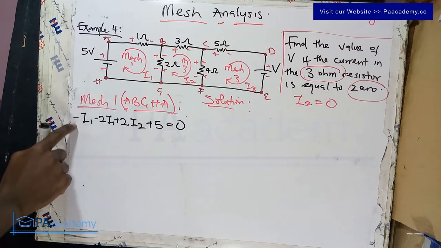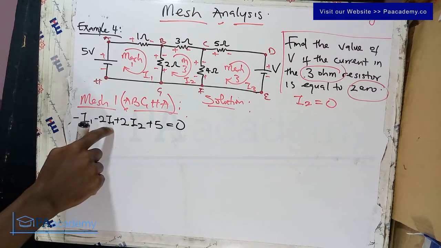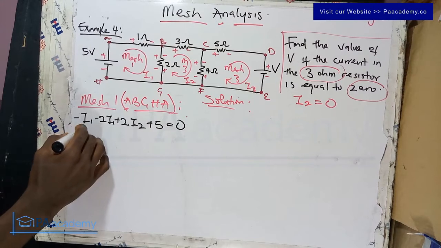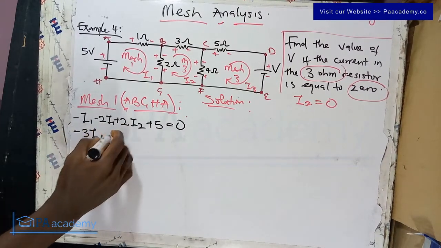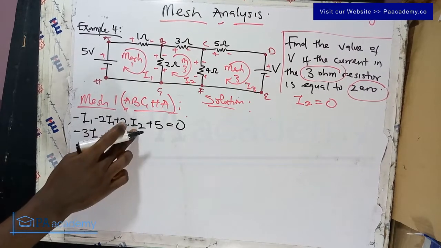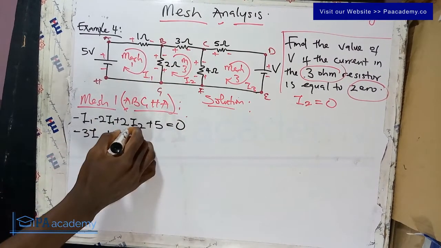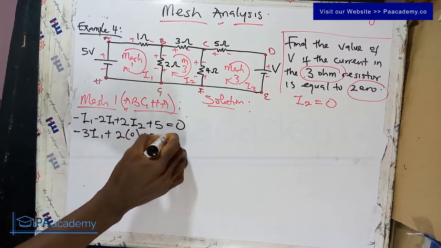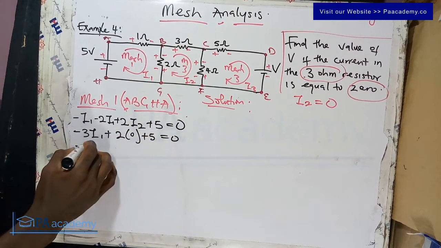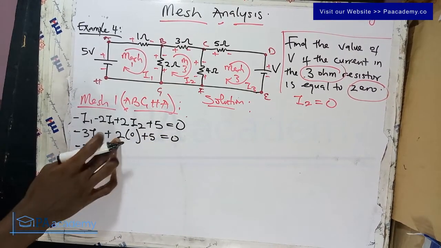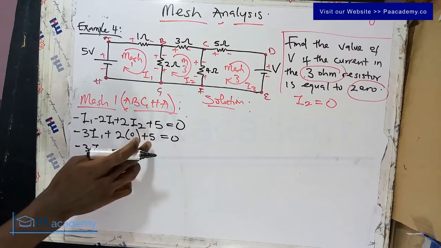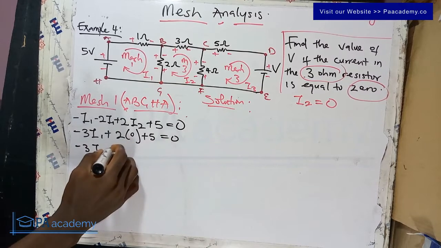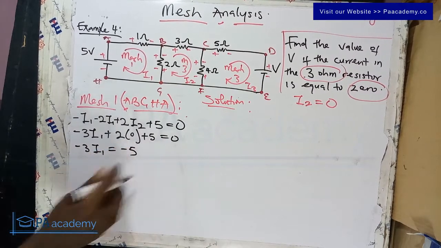In simplifying this, we have minus I1 and minus 2I1. So that is going to give us minus 3I1. Now remember, then plus 2 I2, we know that it's 0, into bracket 0, plus 5 equals to 0. So we are going to be having minus 3I1. 2 multiplied by 0, that's 0. Then plus 5. This plus 5, if you take it to the other side of the equals to sign, we are going to be having minus 5.